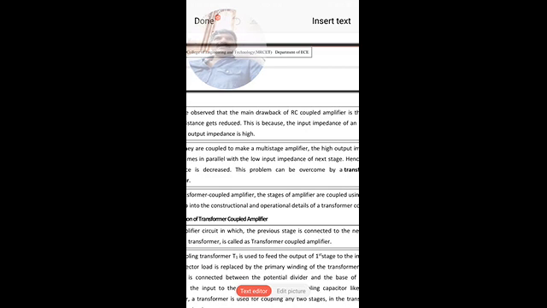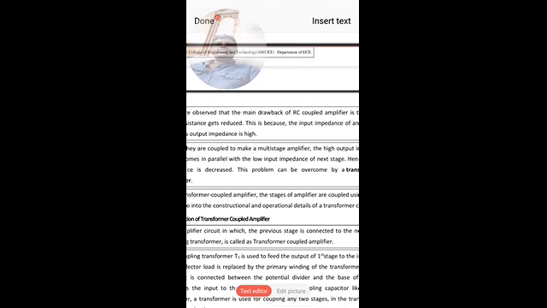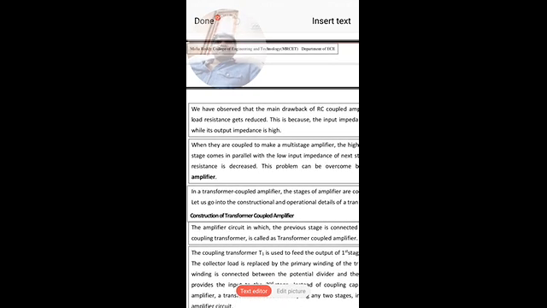When a high resistance and a low resistance are in parallel, the resultant resistance will be lower than the lower one. So the effective load resistance gets reduced. This is called the loading effect. This problem can be overcome by using a transformer coupled amplifier, so that we can avoid the effect of loading.